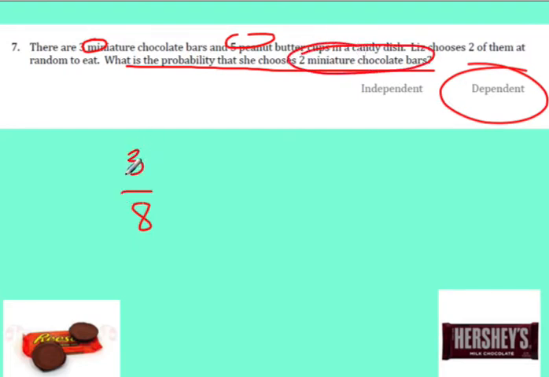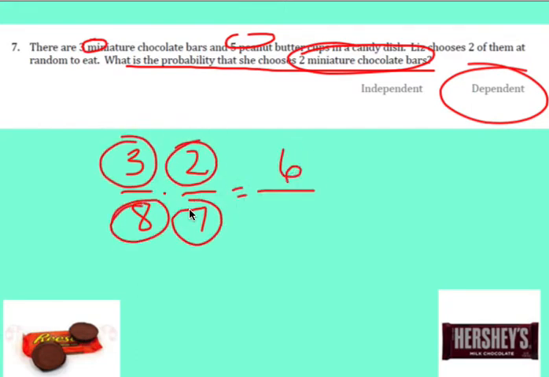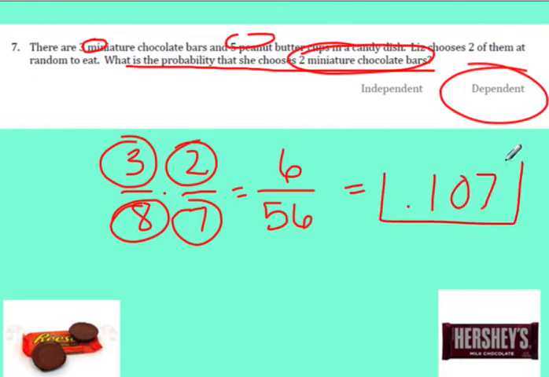Well, to start off with, 3 of the 8 are miniature chocolate bars. And now Liz is going to take one out and she's going to eat it. So then it's going to go down even further. So now instead of having 8 in there, we only have 7. And we also know that she took out a chocolate bar, so now we only have 2. So now let's go ahead and multiply 3 times 2, which is 6. 8 times 7 is going to be 56. So now we just need to do 6 divided by 56, and that's going to give you 0.107. So that's your final answer for number 7.